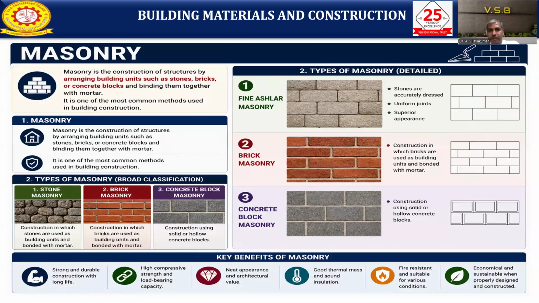In stone masonry you can also see fine ashlar masonry, which means the stones are accurately dressed. That means the size, shape and color, the layer and thickness, everything will be uniform. That is called fine ashlar masonry. In brick masonry, as we discussed, bricks are used as a building unit and bonded together, and likewise concrete block masonry.